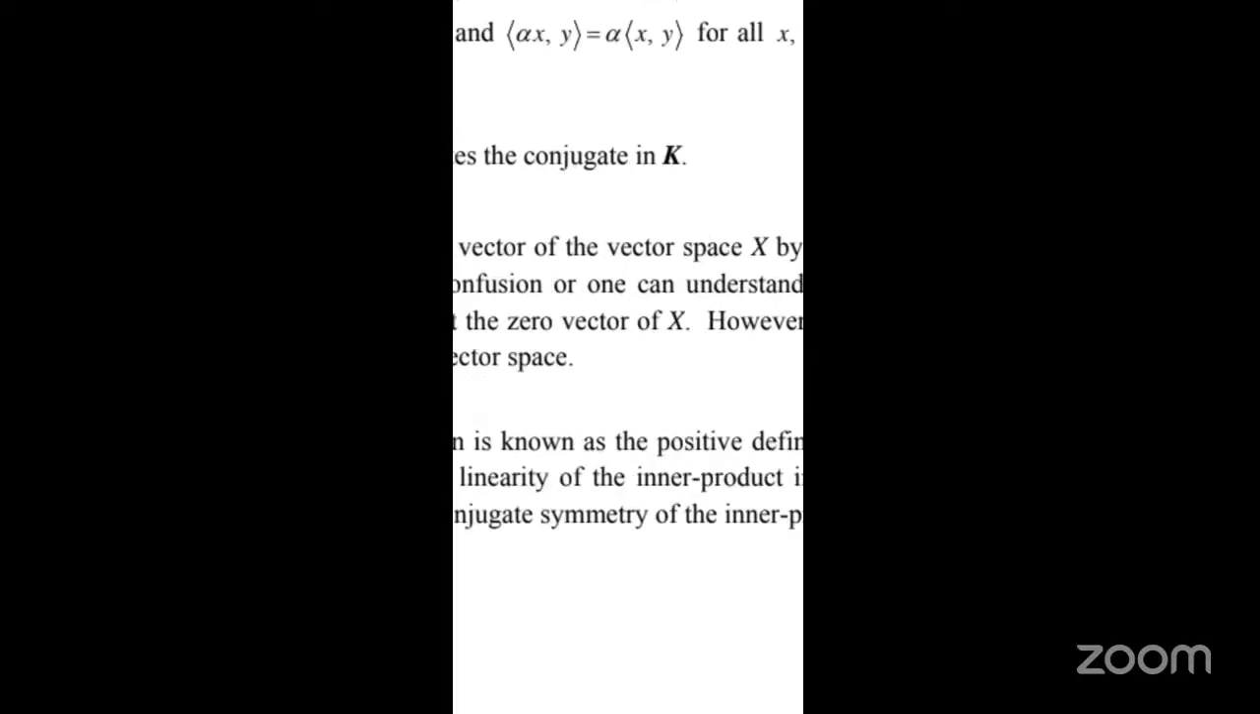So here the bar notation denotes the conjugate in K. So bar indicates the conjugate. So the conjugate of the inner product of x and y equals the inner product of y and x. Okay, just keep it simple. First one, IP1 in the above definition, is positive definiteness, the second one shows linearity, and the third condition denotes conjugacy.